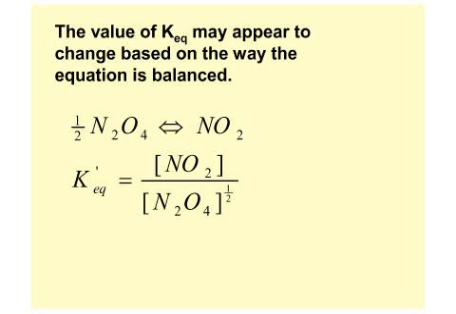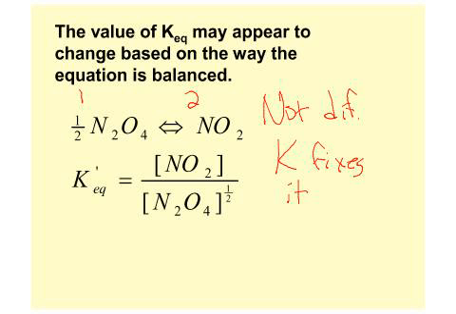The value of K_eq may appear to change based on the way the equation is balanced. So instead of writing 2 and 1, I could do 1/2 and 2. But what really happens is they are not different. The reason why they're not different is K fixes it. It may not seem like it would because you're square rooting things or cube rooting things, but it really does. And mathematically, you can do a proof showing that, but I'm really not going to. You can just know that the K would change, but the ratios and things like that are not important.